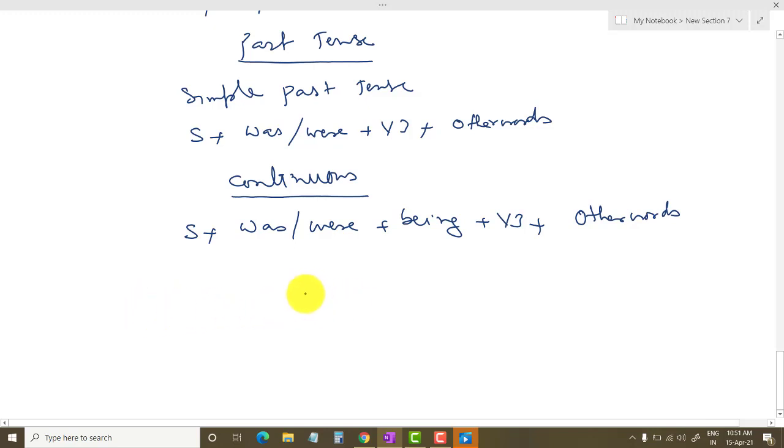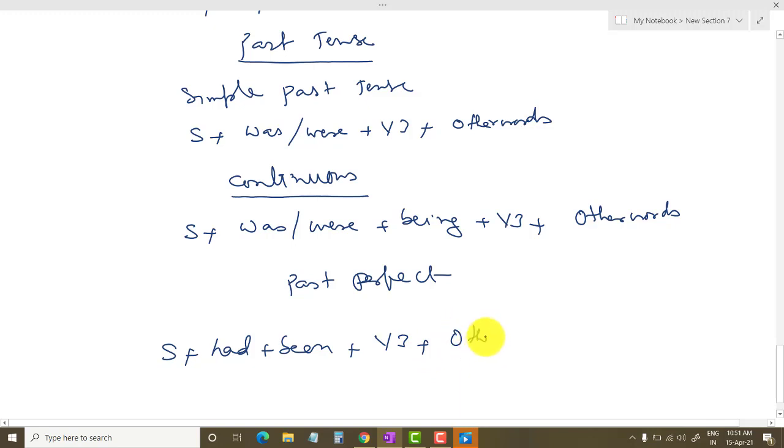And for past perfect, it will be subject plus had plus been plus V3 plus other words. So this is the sentence structure in past tense. Past perfect continuous is not used.